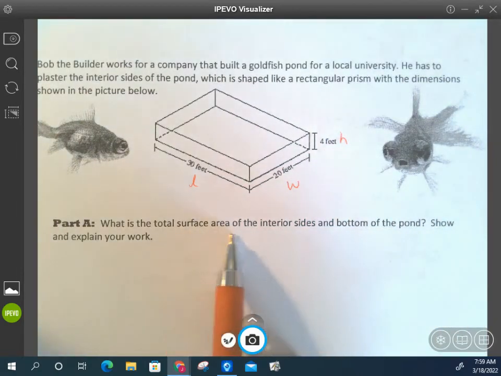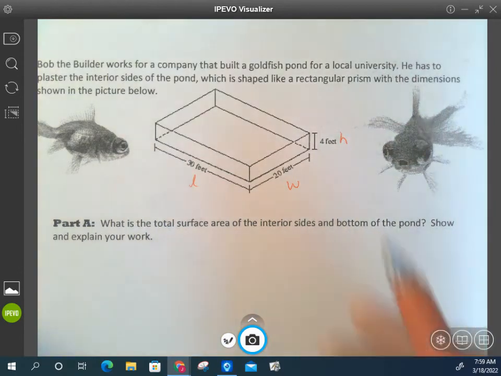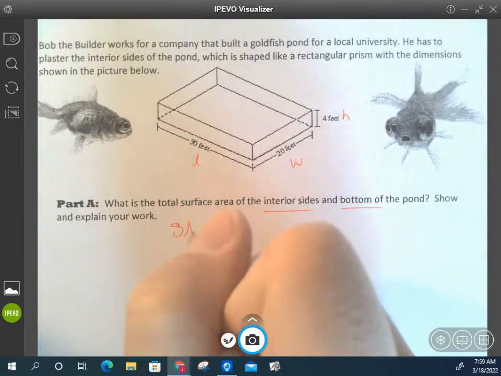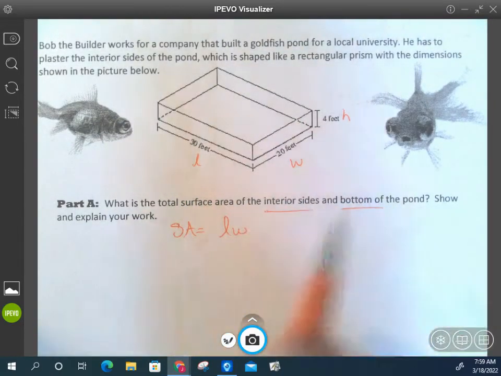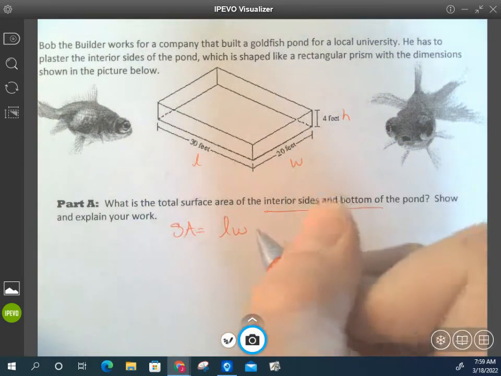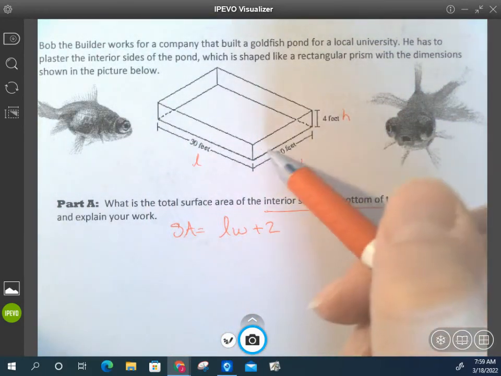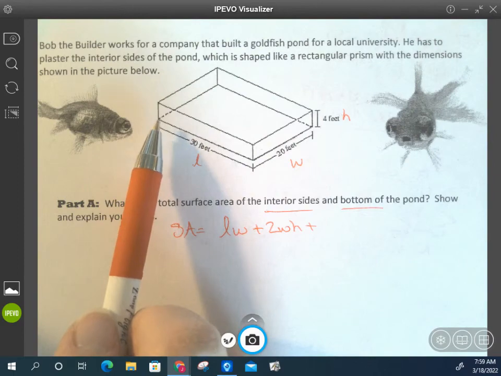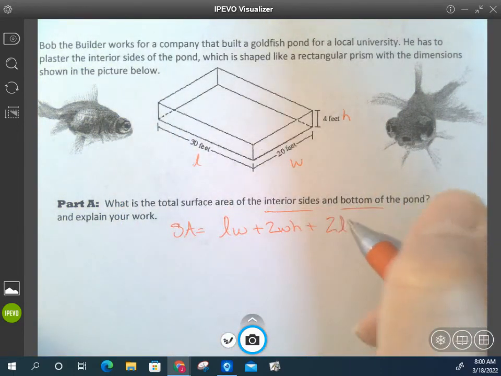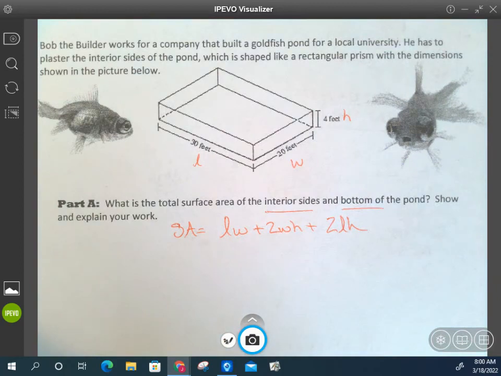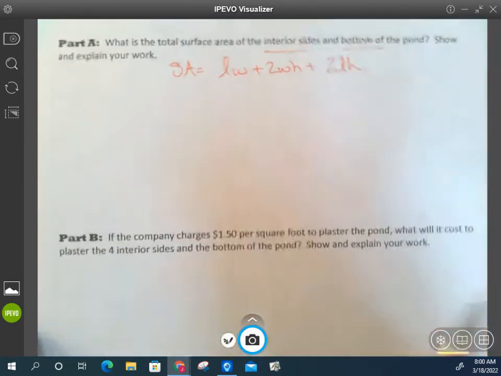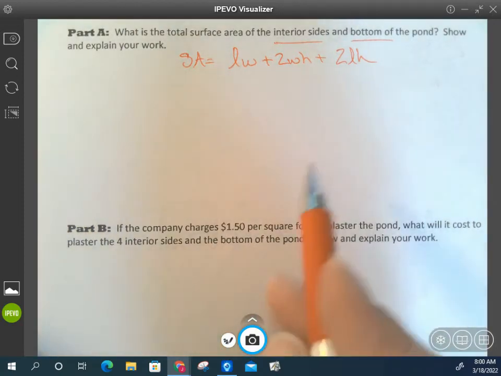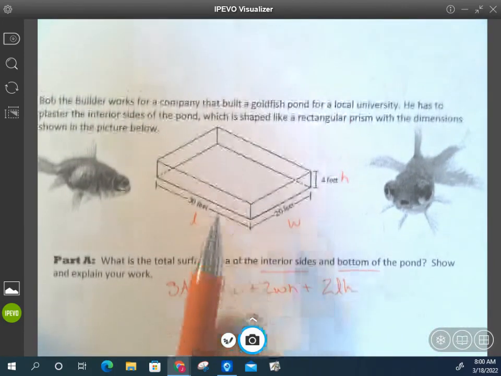So what is the total surface area of the interior sides and bottom of the pond? So they're telling you have these 4 sides and the bottom, no top. So when you go to do your surface area formula, instead of having 2 LW, you only have 1 LW, just the bottom, but you still have 2 of the sides facing us, width and height, and you still have 2 of the sides on the left, which is length times height. And then it talks about the company charges $1.50 per square foot to plaster the pond. What will it cost to plaster the 4 interior sides and the bottom? Show your work. So it's $1.50 for every square foot, and this is all in feet.